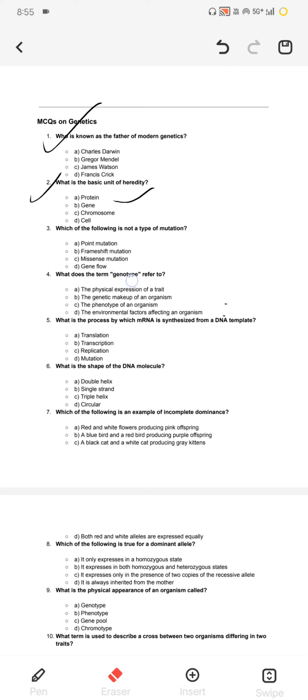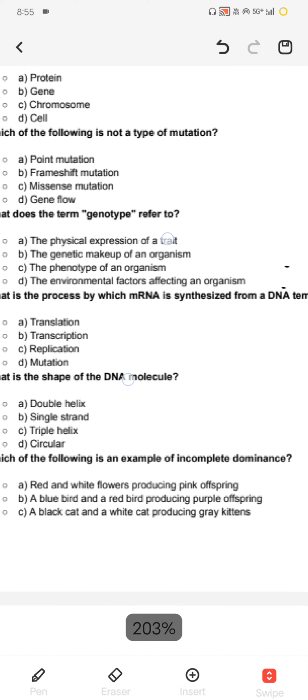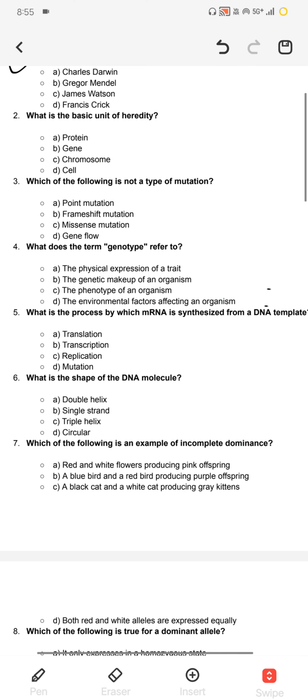Next question is, what does the term genotype refer to? Your options are the physical expression of a trait, the genetic makeup of an organism, the phenotype of an organism, the environmental factor affecting an organism. So the right answer here is B, the genetic makeup of an organism.